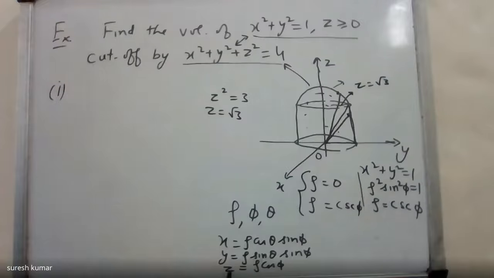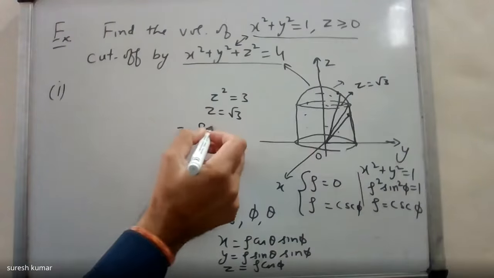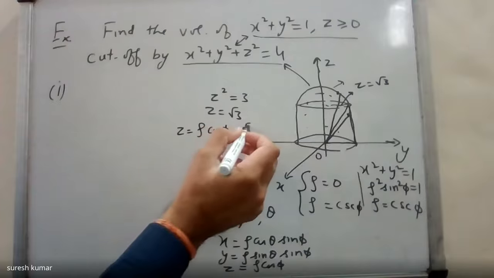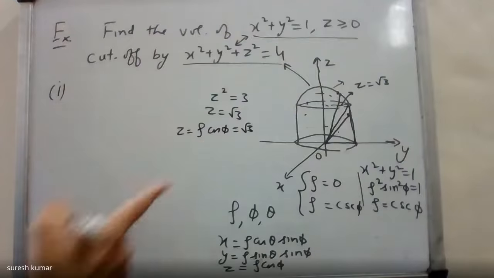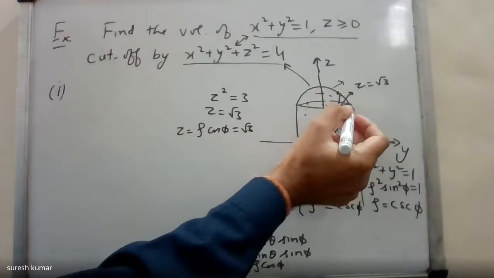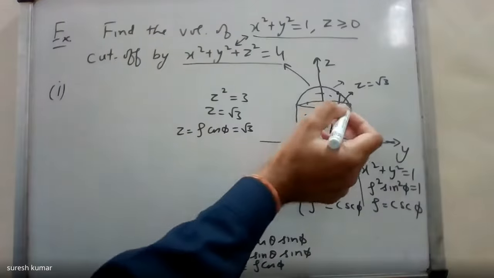In general, at any point in spherical coordinates, z is rho cos phi. So you can say z equal to rho cos phi. At this particular point, z is root 3. I need phi, it means I need to supply the value of rho also at this particular point. So what is rho in this circle?